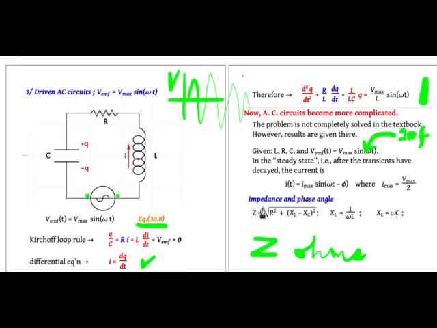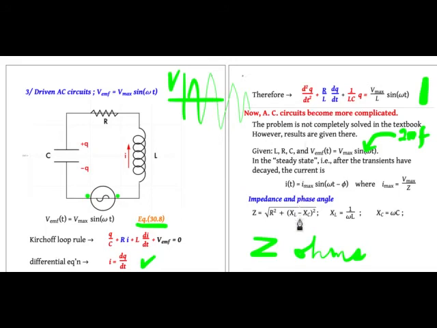Now, what is Z? Z is the square root of R squared plus XL minus XC squared. If there were just a resistor, Z would be equal to the resistance. But because of the inductance and the capacitance, Z is the square root of R squared plus XL minus XC squared. XL is the impedance of an inductor. It's omega L. And XC is the impedance of a capacitor. It's 1 over omega C.